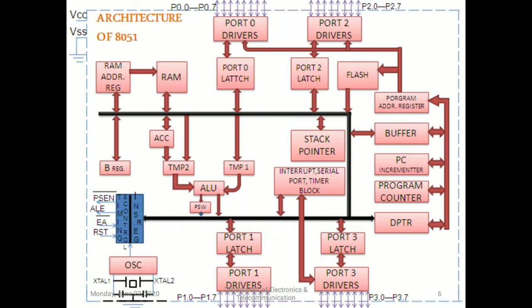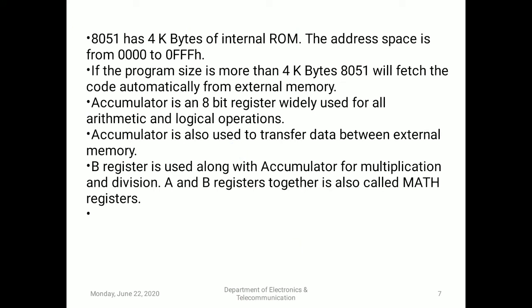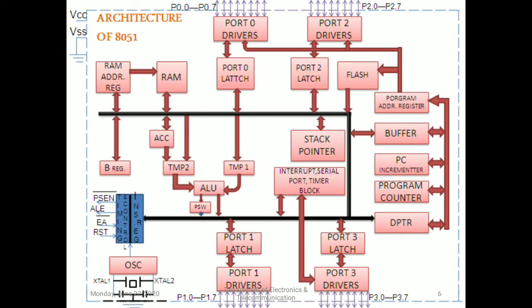Then you go for the memory related operations. They are connected to each other: DPTR, program counter, incrementer, buffer, and here the program address register. Program memory is there; flash is nothing but your program memory, and it is called the program address register. Similarly for RAM, that is data memory, an additional register is there for identifying the RAM address, that is the RAM address register.